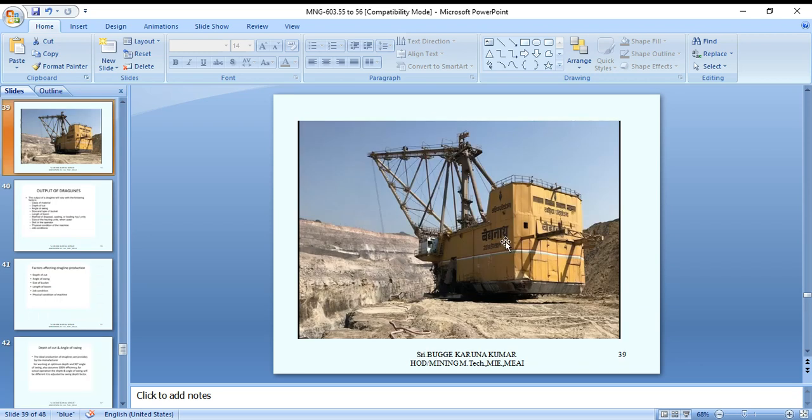So this is the bench, the same dragline is showing. The bucket is inside the dig cut.